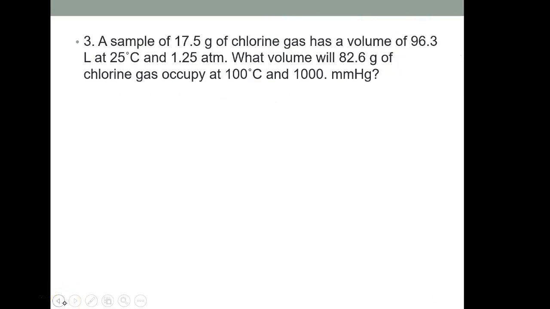Okay, now let's go ahead and take a look at this one. 17.5 grams, that's a new one, of chlorine gas, has a volume, so there's my volume, temperature, pressure. What volume would this grams occupy at 100 degrees and that pressure? So this is going to be a long problem because it's got everything, P1, V1, T1, and N1. And I'll talk about the N1s in a minute, so let's put in the values here.